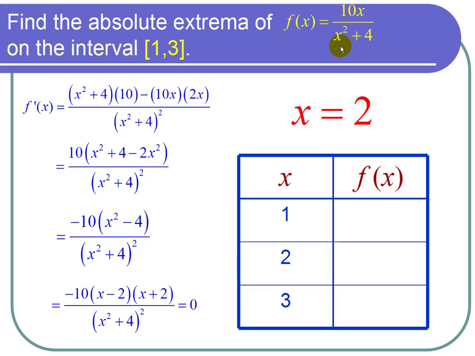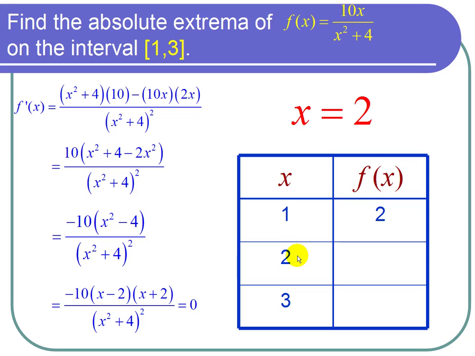Now we plug in 2. 10 times 2 over 2 squared plus 4 is 2.5. And when I plugged in 3, I used a calculator, and I got approximately 2.3.